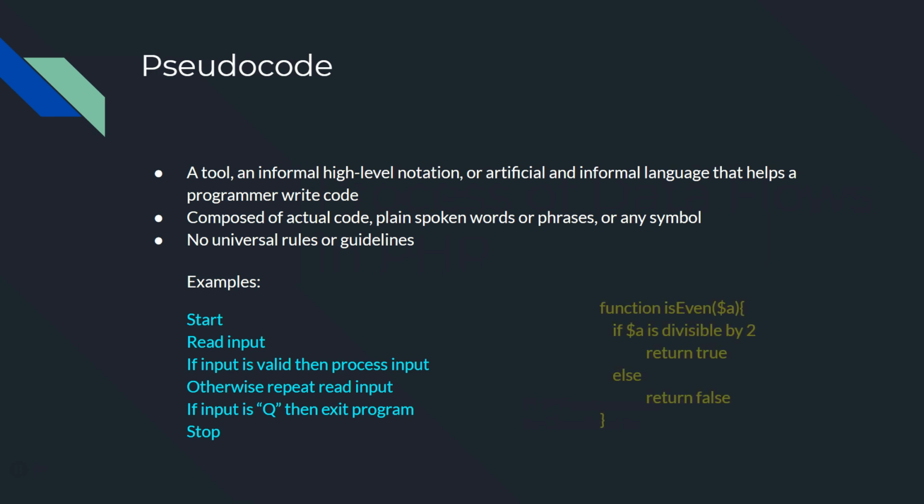The other one here is a mixture of actual code and a few phrases that will make sense. You have a function called isEven, with a parameter a, and inside that function body, you check if a is divisible by 2. Notice that "if a is divisible by 2" is not actual code. It's a mix of both, but it makes a lot of sense to you as the programmer or to another developer. If that is true, then return true. Otherwise, return false. So these are two examples of pseudocode.